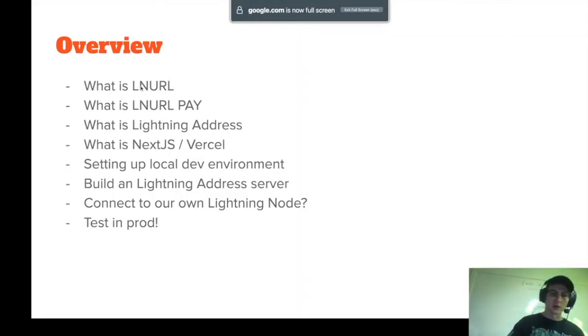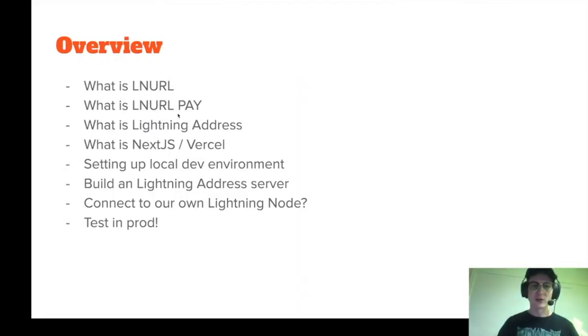Cool. So I'm going to talk through what is LNURL, LNURL pay, then what is Lightning address. These three things are kind of a stack. These are technologies that are stacked on top of each other. We've got LNURL at the bottom, which just runs on a server, just an HTTP server. LNURL pay, and then Lightning address sits on top of that.